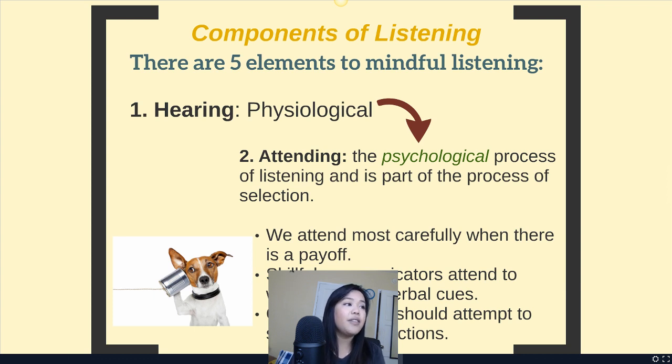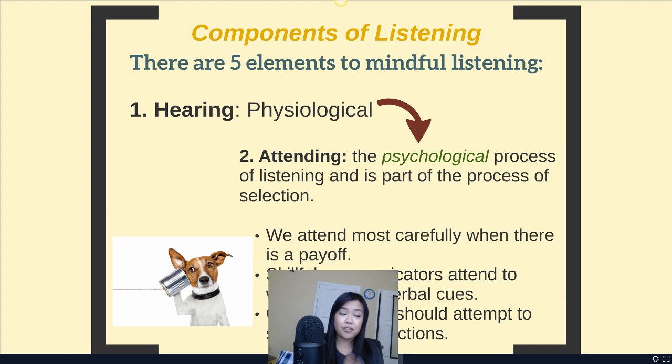So there are 5 elements of mindful listening. We talked about poor listening habits. We talked about the obstacles to good listening. Now we talked about bad listening and what it is, let's look at good listening and what that is. One of the first things we have to remember is that mindful listening has these 5 components, and they have to be achieved in order for us to engage in mindful listening successfully.